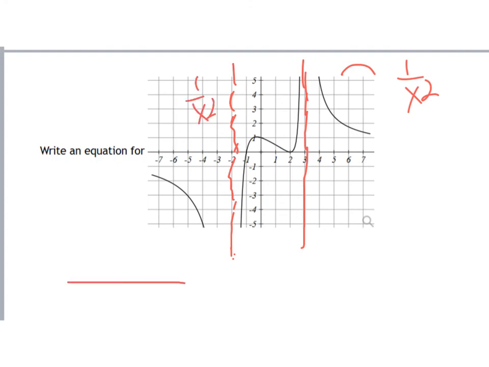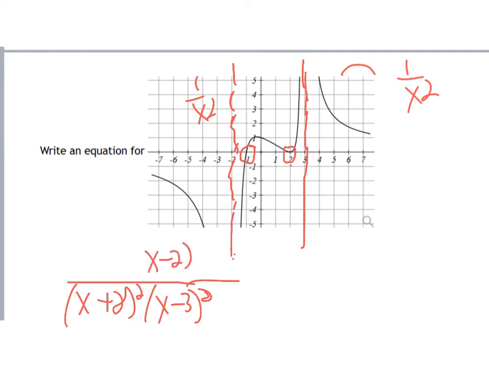So I'm going to do this with my denominator. I'm going to say x plus 2 squared times x minus 3 squared. That takes care of the two vertical asymptotes with the 1 over x squared idea. I see there's an x-intercept at 2 and it bounces. I see another x-intercept at 1 and it doesn't bounce. So I'm going to assume that this is going to be x minus 2 squared and x plus 1.